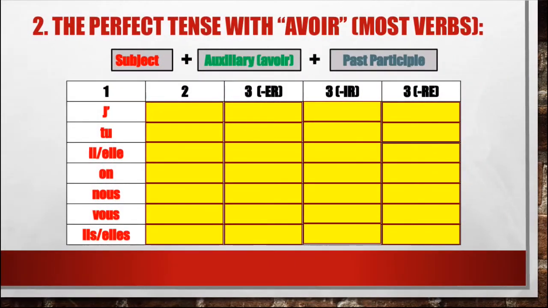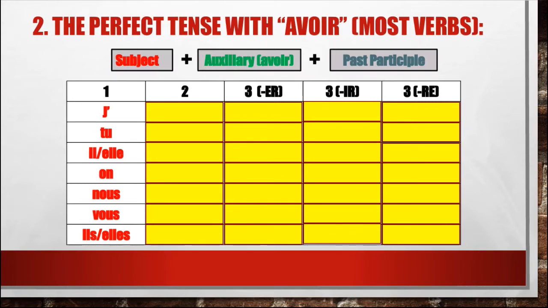So the way it works is not so difficult, but there's a few things to remember. So first thing is to know that it's made of three parts. So the first part is the subject, so who does the action. If you're learning the perfect tense, that means you've already done the present, so you should know how to say I, you, he, she, and so on.